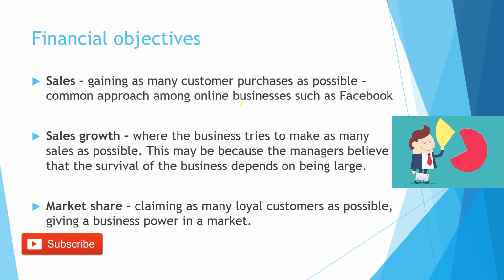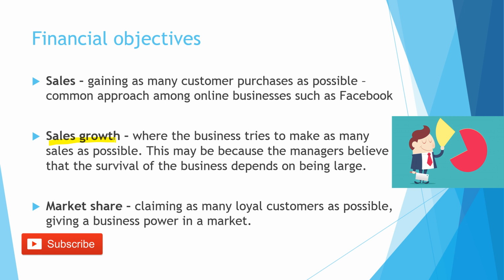Sales, gaining as many customer purchases as possible, a common approach among online businesses such as Facebook. So the more sales a business makes, the more profit they make. That's why businesses will set an objective of hitting certain targets in sales by the end of the month, or by the end of the year, or in the first quarter of the year. So they will set different objectives.